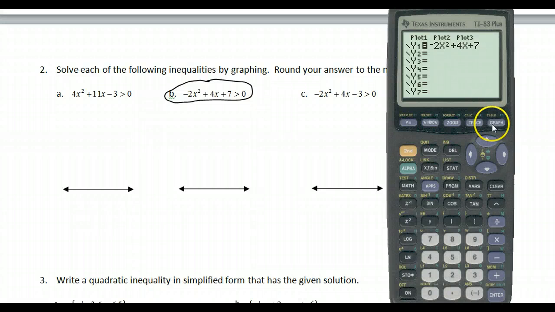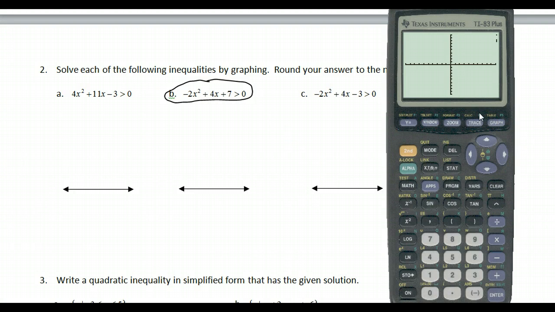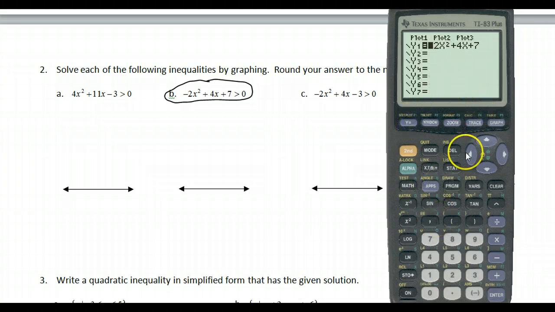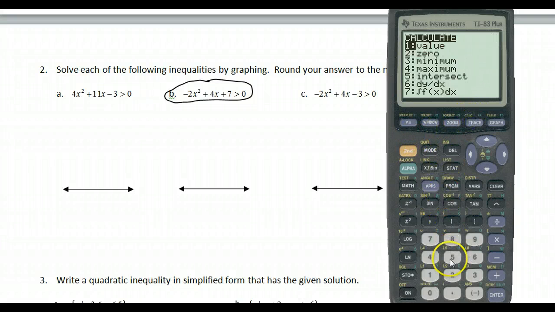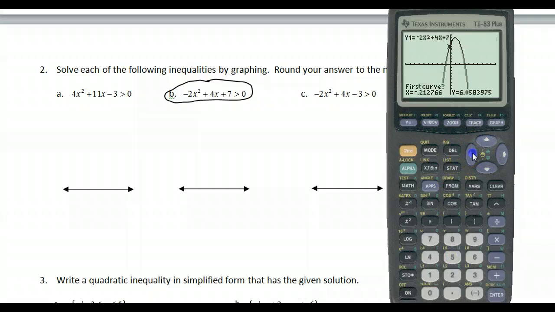On my graphing calculator, I can't really graph greater than 0, but I can graph y equals negative 2x squared plus 4x plus 7. We'll hit graph. We're interested in the intercepts. My way of doing intercepts is to do an intersect with 0, so I'm going to just regraph. Go second, calc. Number 5 is intersect. I'm going to move down to about the point of intersection, hit enter 3 times. Negative 1.1.